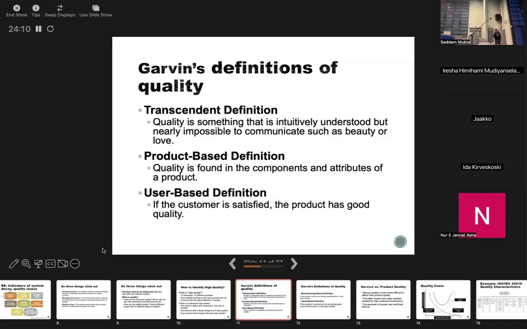Then the user-based definition. Here, whoever is using the product, whether he is satisfied or not, determines quality from the user perspective. So I have this software, and I am the user. If I'm happy with that product, then I conclude that it has high quality, because I'm the user and I'm happy. I have no complaint.